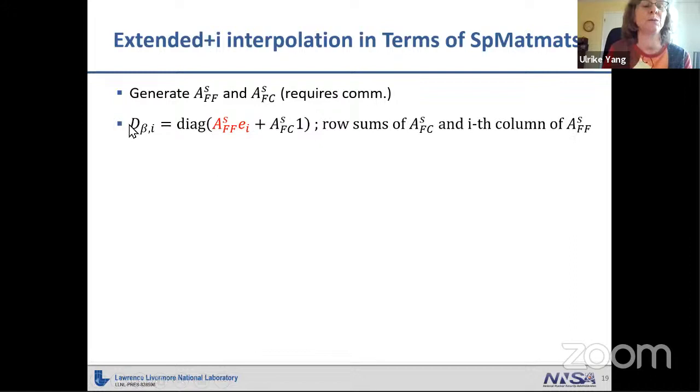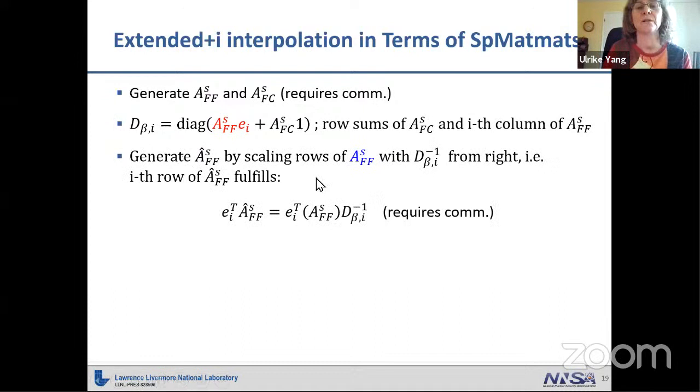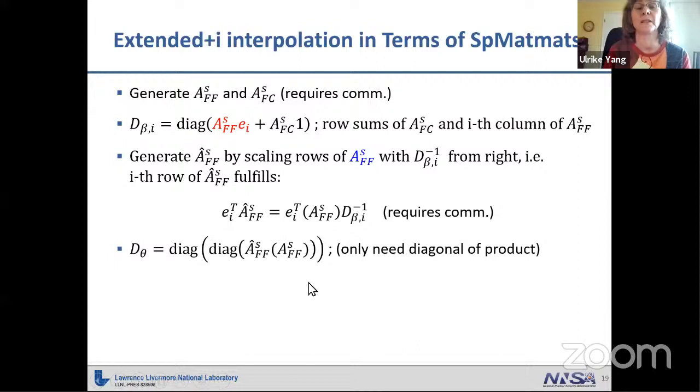The problem with this is now, of course, that d beta I depends on I, which we didn't have before. And so in order to get that information, you actually have to do some communication. You have to communicate whole rows of different adjacent processes to be able to find this. And then you have to search this. Then you can generate an AFFS hat matrix by the following equation, which again requires communication, of course, but it's not quite as complicated as it might look.